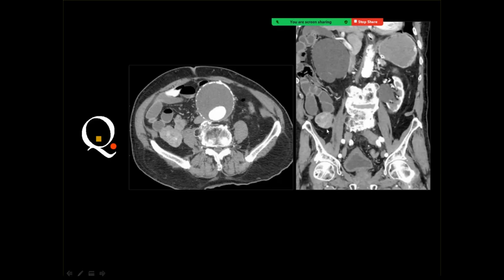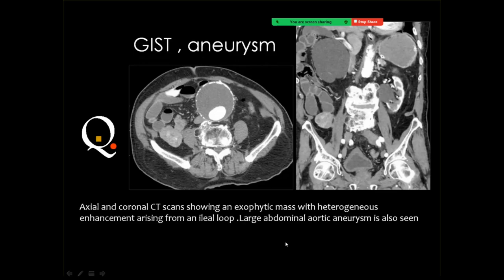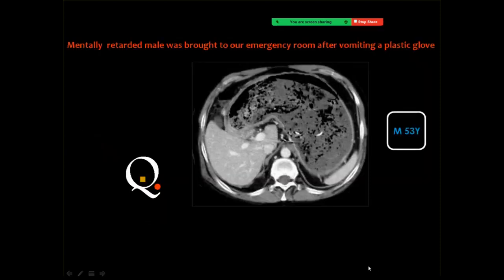and they produce a reactive fibrosis or fibrous strands, which can produce some sort of retraction of the mesenteric fat, and this usually characterizes the carcinoid tumor. Then this is GIST tumor, and this is aneurysm. It is an incidental finding.